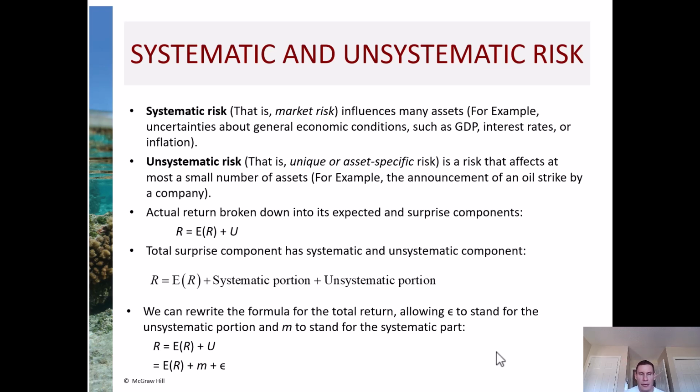So the actual return broken down into its expected and surprise components is simply R equals, like we said, the expected plus the unexpected. The total surprise component has systematic and unsystematic components. So we would say R equals ER plus the systematic and the unsystematic portion. So we're just taking U, the unknown, and breaking it out into the systematic and unsystematic parts. So we can rewrite the formula for the total return, allowing this funny looking E thing here, which looks a little bit like a pound sterling symbol, to stand for the unsystematic portion, and then M to stand for the systematic part. So we're substituting U and replacing it with M and E.